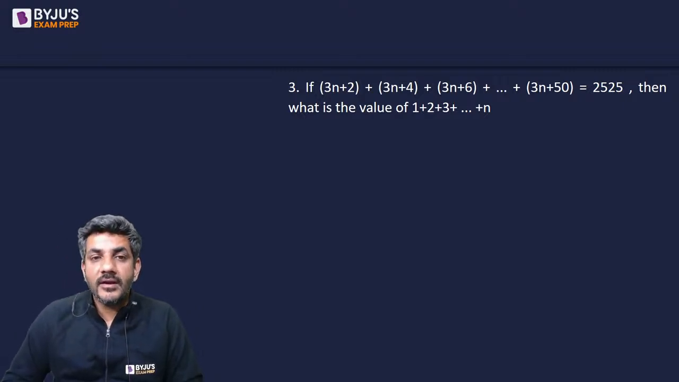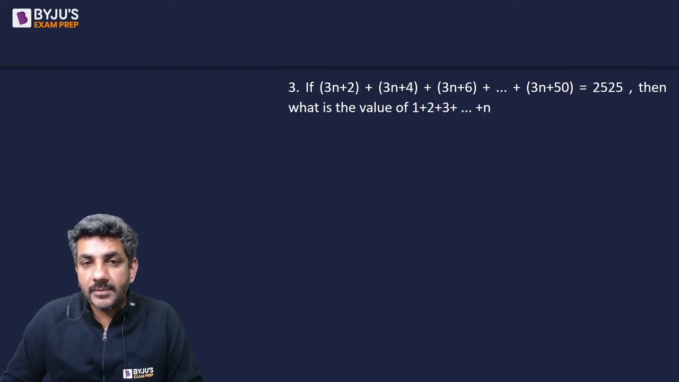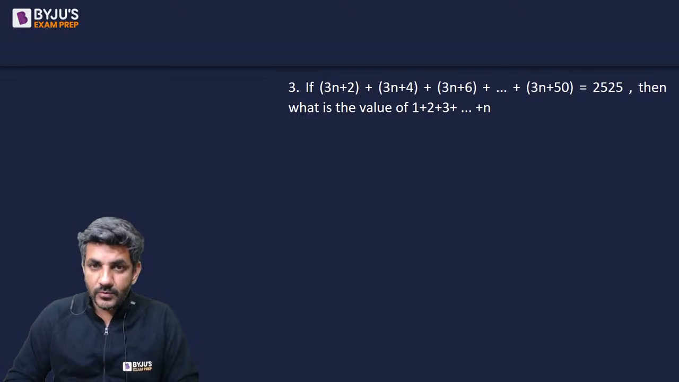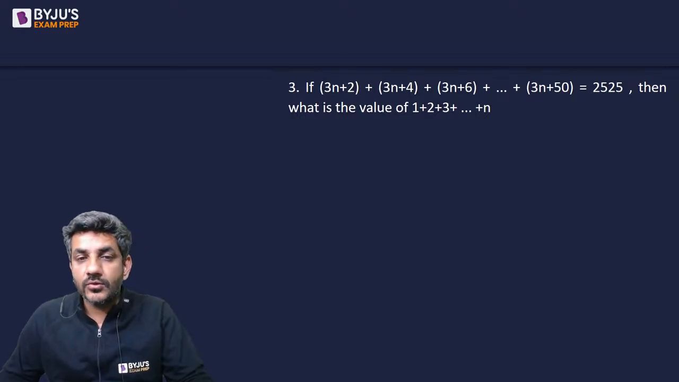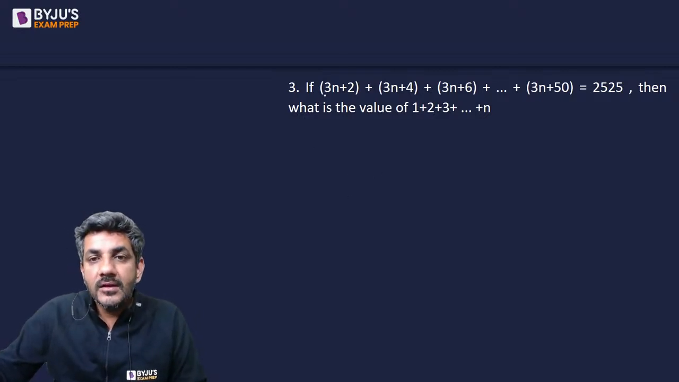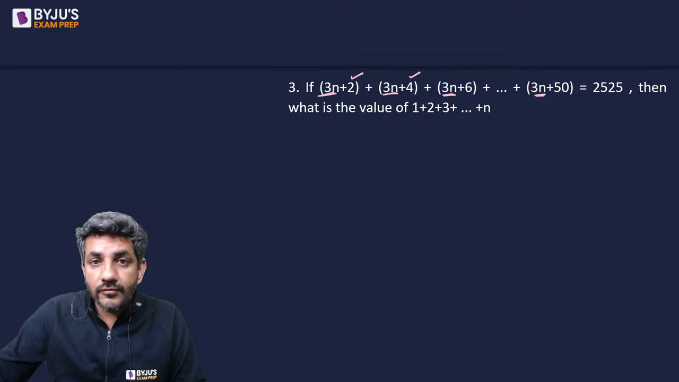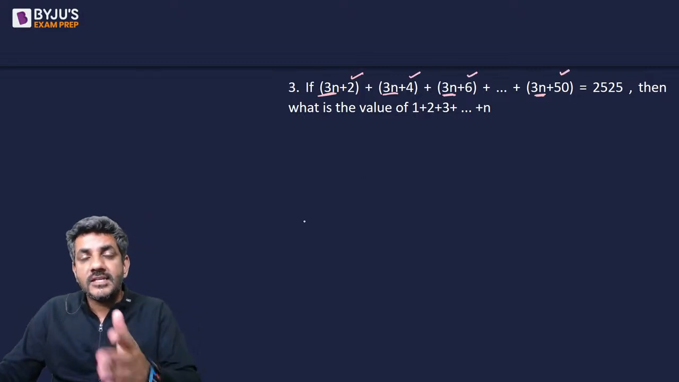Let us start doing it now. 3n plus 2 plus 3n plus 4 plus 3n plus 6 up to 3n plus 50 is equal to 2525. Then, what is the value of 1 plus 2 plus 3 up to n? That's what the question is asking. Let's start doing it. So from each of the brackets, I can take 3n separately. And how many brackets are there? I have 2, 4, 6, 8 up to 50.